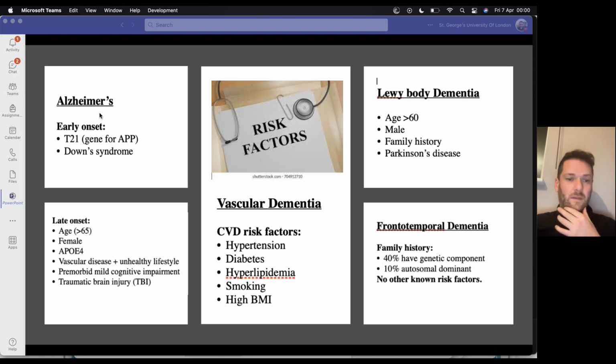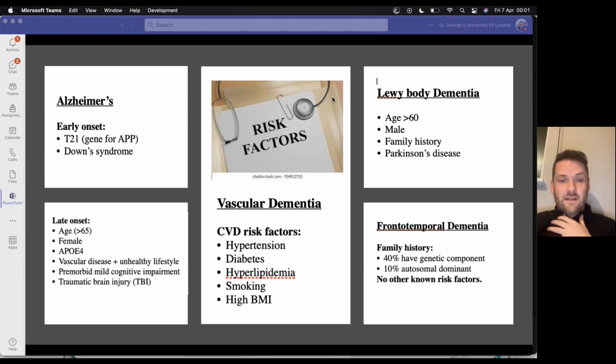So early onset, think about trisomy and Down syndrome. And if we're talking about the late onset Alzheimer's, think over 65, female. And if they do ask a question about genetics, look for that APOE4. Lewy body dementia, more common in men, older. Just look for family history and Parkinson's disease. I think an older male with Parkinson's is actually a typical patient there.